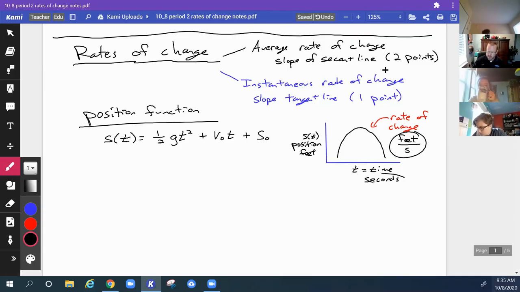Since we're dealing with feet per second, that means this gravity right there is going to be negative 32. So not that negative 9.8 that you're used to in physics, meters per second squared. This is going to be a negative 32 because we are talking feet.